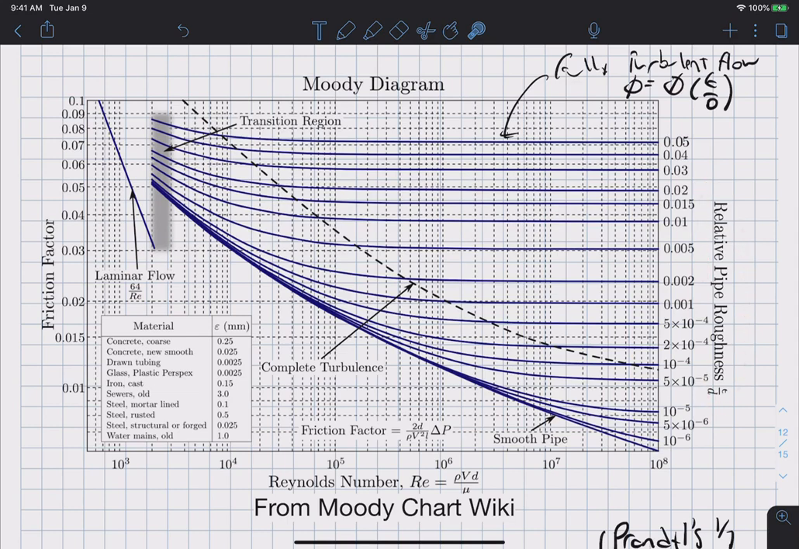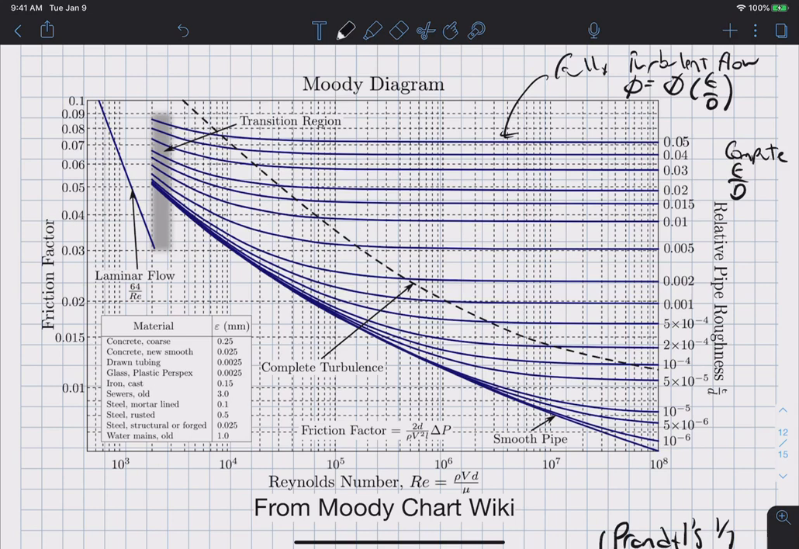Okay, so how do you read this diagram? Say you have an epsilon, which you can find on this little table here, and it's also in the table in the book, and when I go over the examples I'll explain this in more detail. You compute epsilon over d, and that basically tells you which of these lines to read from. So let's say epsilon over d is 0.002.